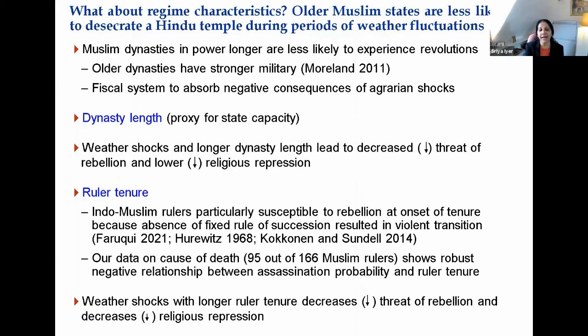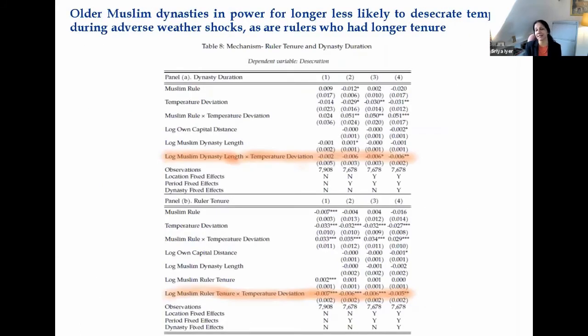So what we also wanted to look at was whether weather shocks with longer ruler tenure essentially decreases the threat of rebellion and decreases religious repression. And that's exactly what we found in the data. If you're from an older Muslim dynasty in power for longer, you are less likely to desecrate temples during adverse weather shocks, as indeed are rulers who had longer tenure.